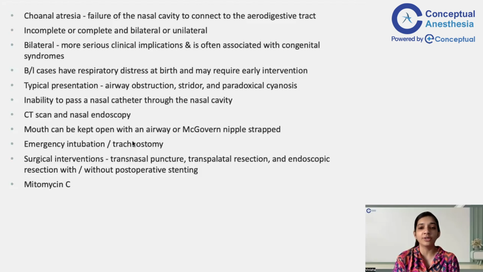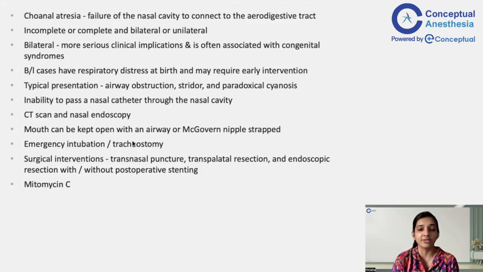Now, unilateral choanal atresia, as we saw in the previous question, is far more common than the bilateral one, and about 70% of the cases are usually unilateral. Bilateral ones are very serious, they have major clinical implications, and they are usually associated with syndromes, such as CHARGE syndrome or Pfeiffer syndrome. Now, what happens in neonates is basically they're obligate nasal breathers. We've seen that in the physiology.